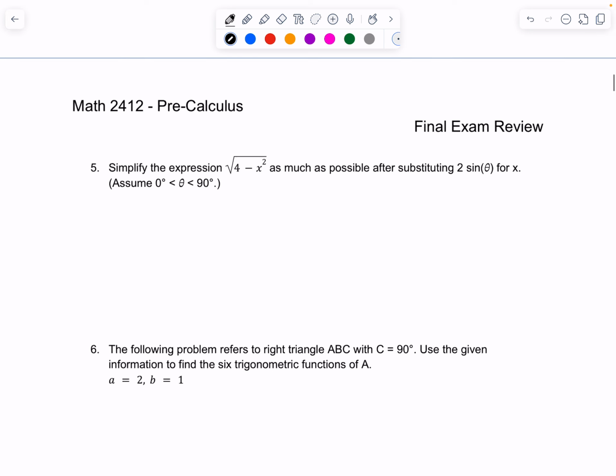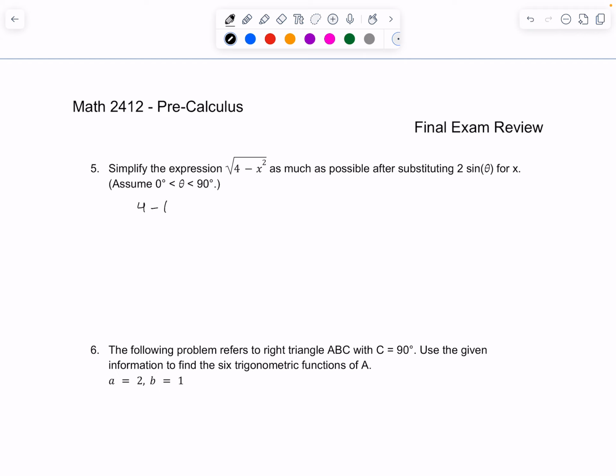Okay, number 5 says simplify this expression as much as possible after substituting 2 sine theta for x. So instead of x, we're going to put 2 sine theta, and we're not going to divide, we're going to take the root. So the first thing I'm going to do is, because these are multiplied, I can distribute this square. So I'm going to have the square root of 4 minus 4 sine squared theta.